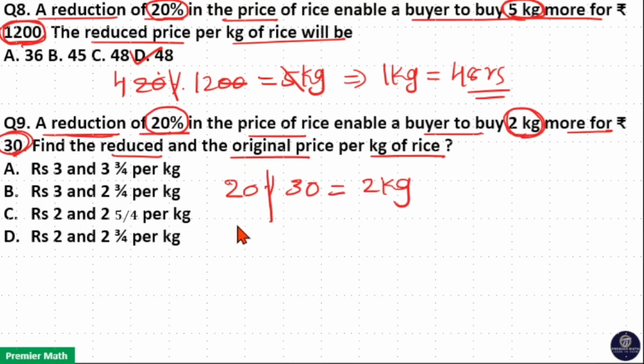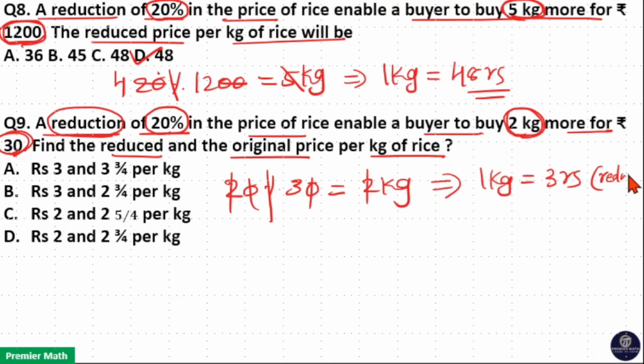Now percentage and 00 cancel, 2 and 2 cancel, that is 1 kg cost is equal to 3 rupees. 1 kg cost is equal to 3 rupees. Now you can see this is the reduced price. This 3 rupees is the reduced price. How much reduced? 20% is reduced. That means 80% of the price is equal to 3 rupees.